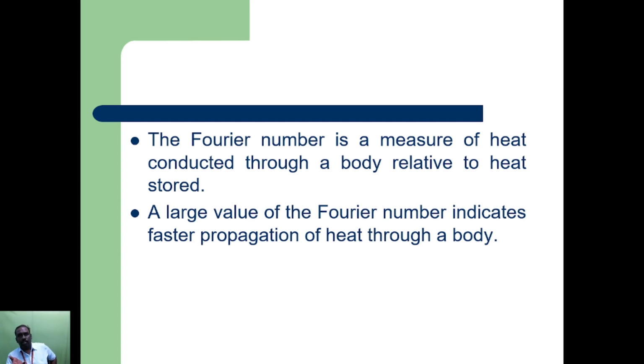First, we have already studied the Biot number. Now we are going to study the Fourier number. Fourier number is the measure of heat conducted through the body relative to heat stored. A larger value of the Fourier number indicates faster propagation of heat through a body. So how much heat is conducted through the body relative to the heat stored is given by the Fourier number.